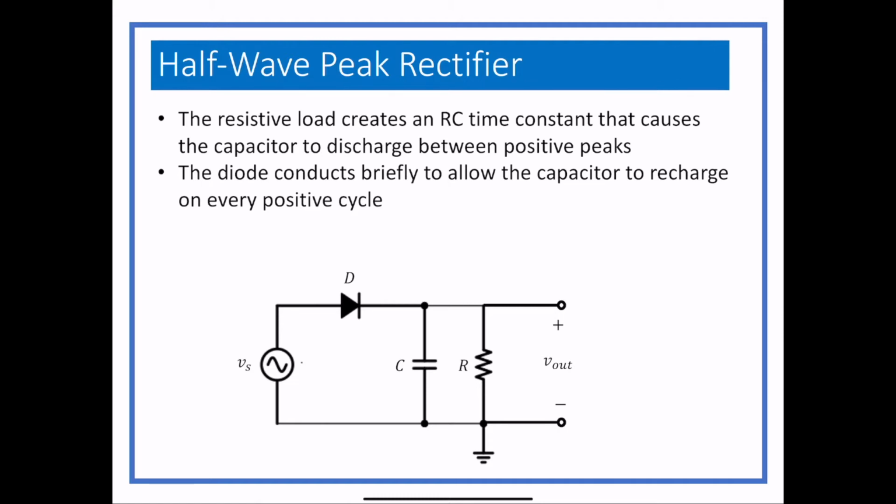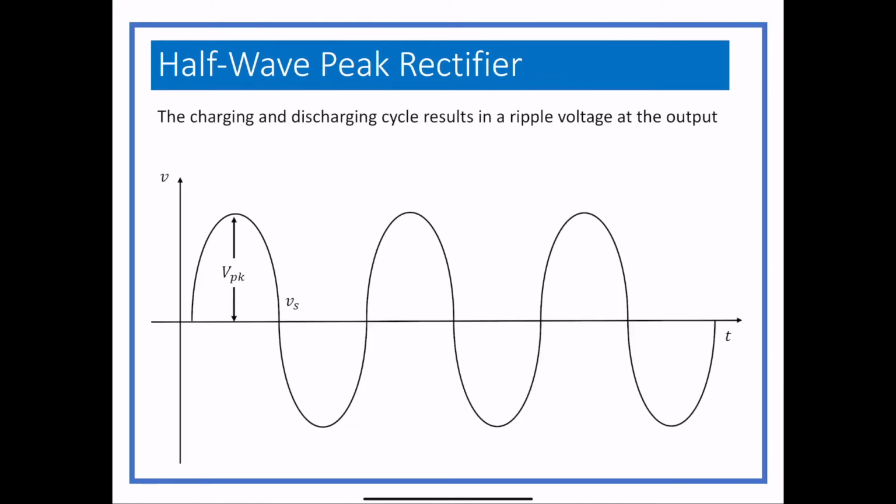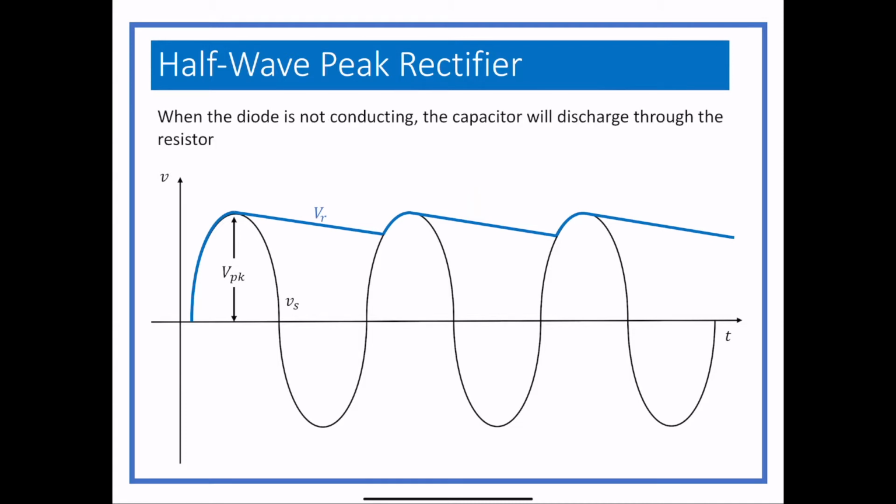So what this looks like is basically a ripple. We end up with a peak value that decays between points, and then it recharges every time the positive waveform reaches a point where the voltage is going to be larger than what the capacitor has charged to. And what you get out is a peak-to-peak ripple voltage.